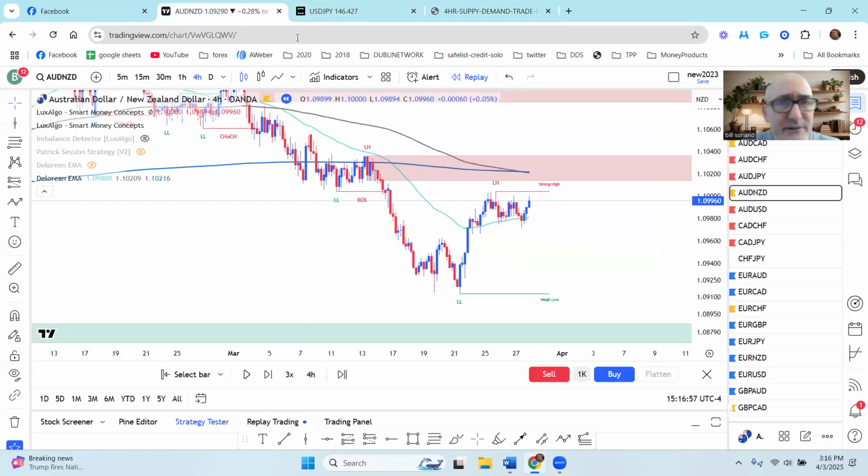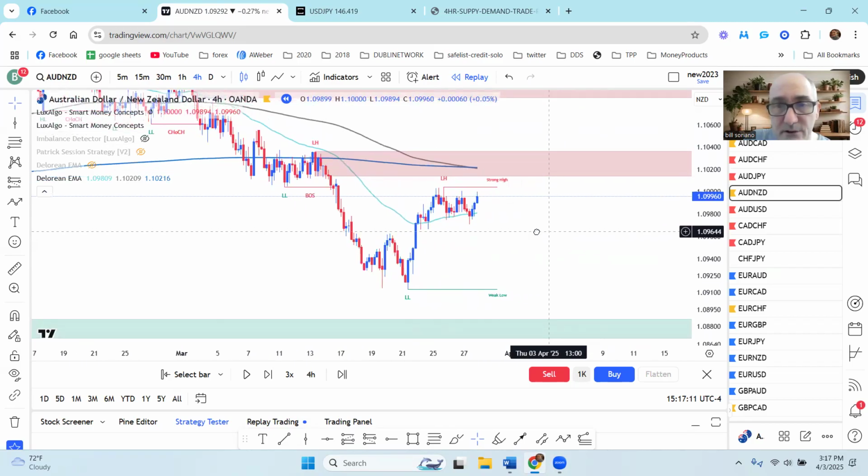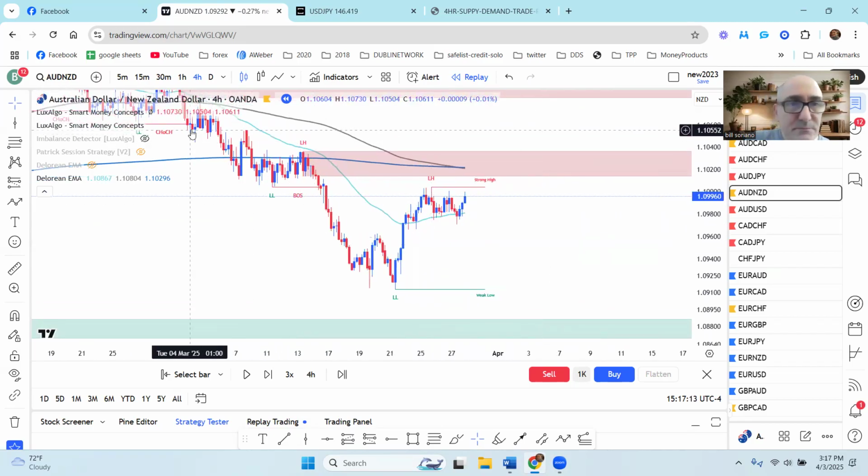So this is AUDNZD. And again, as you could see, price was below the 800, and the 50 was below the 200. So this is bearish. The indicator is giving us this supply zone right here. So let's see what happens as price comes up into that supply zone. And again, we're on the 4-hour time frame.